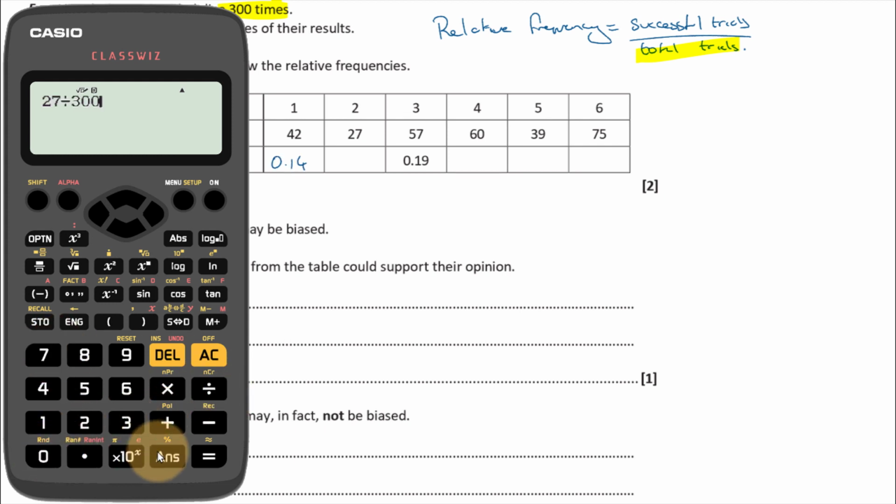Okay, 27 divided by 300, that is 0.09. 60 divided by 300, that is 0.2. 39 divided by 300 comes to 0.13. And 75 divided by 300, that comes to 0.25.